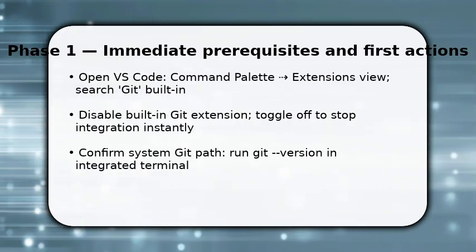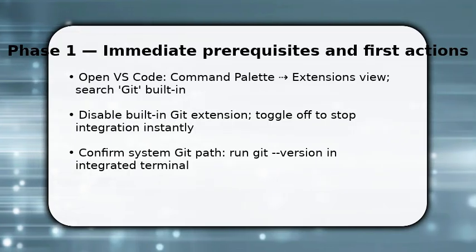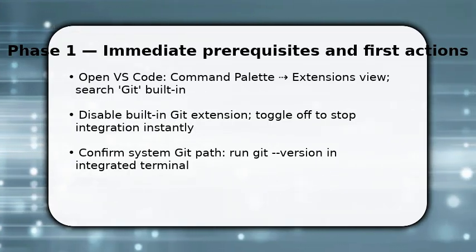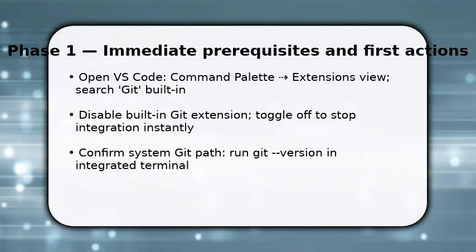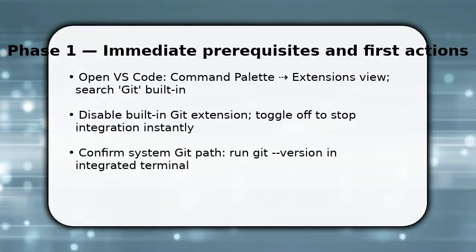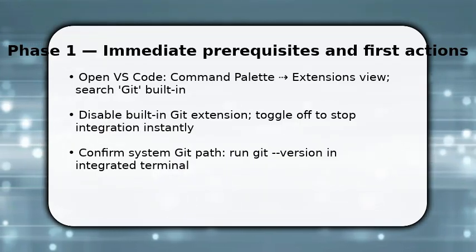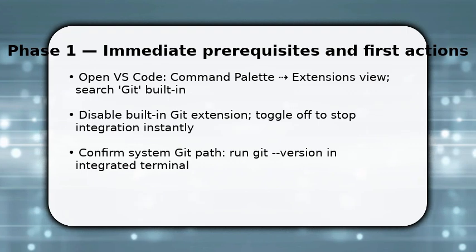Once done, open the integrated terminal and run git --version to see which Git binary is active and where it lives. Make sure to note that path, because you will remove or replace that binary. And disabling the extension first avoids VS Code auto-detecting a change mid-process.